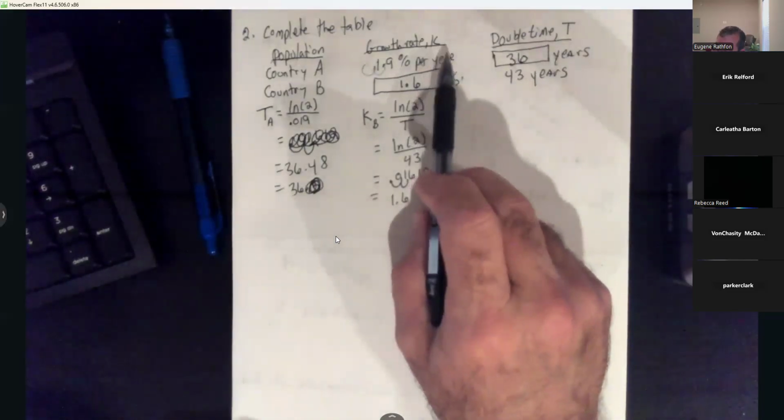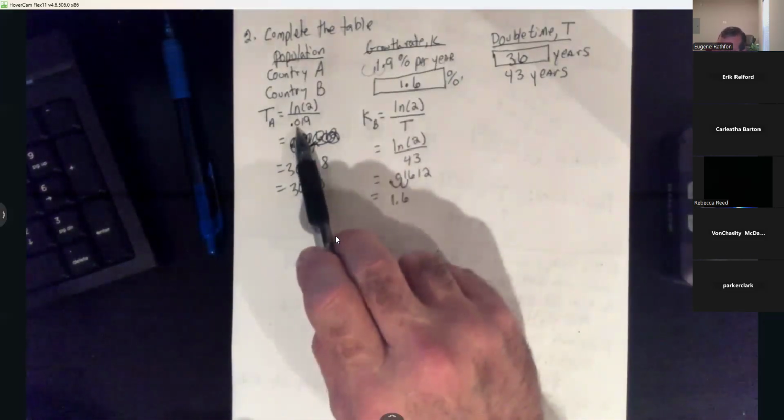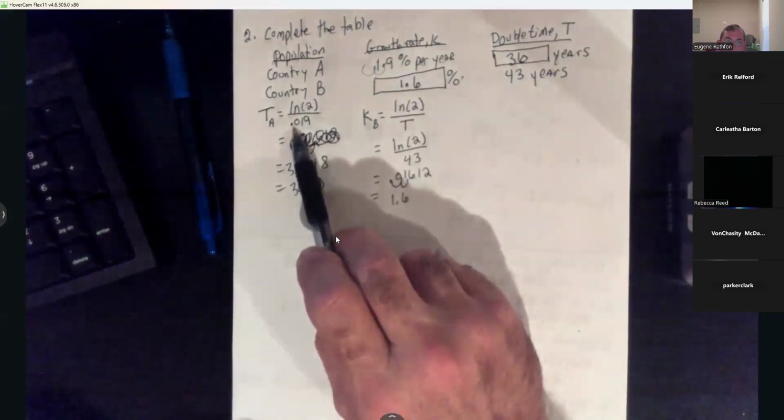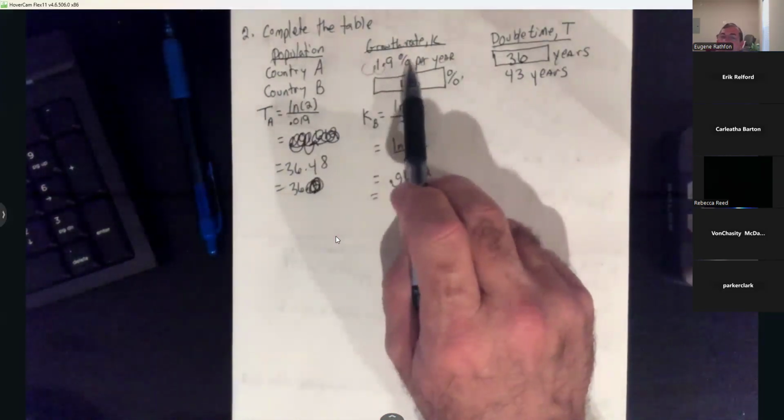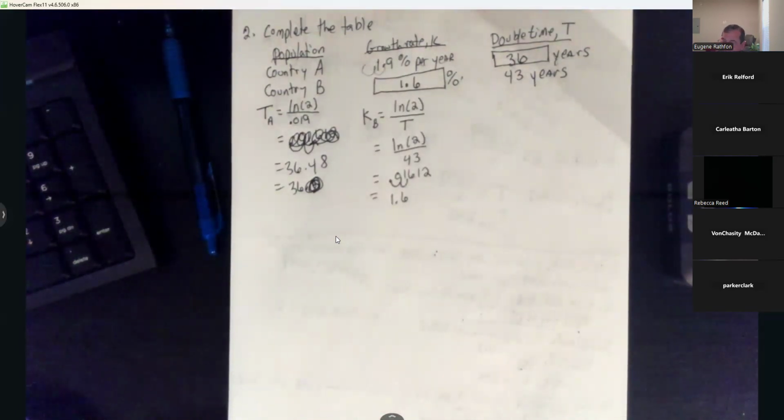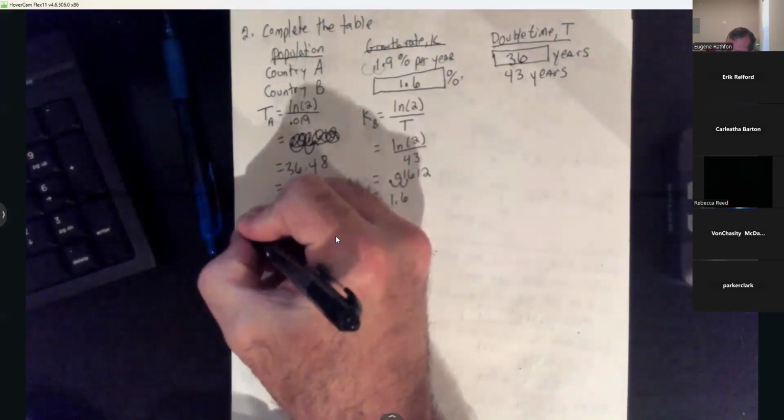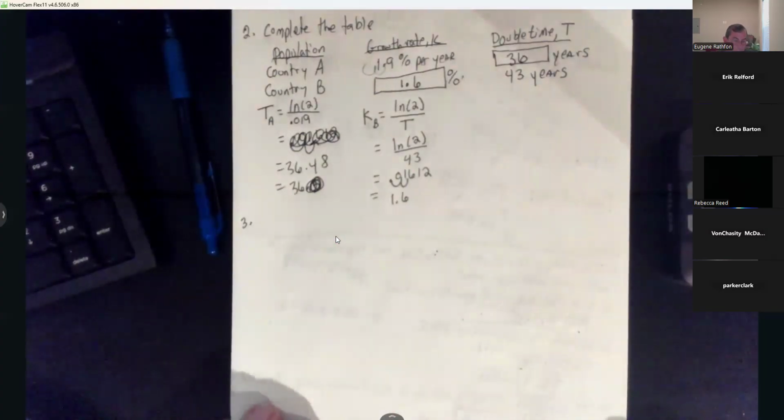Okay. So to use the growth rate in the formula, you got to turn it into percent decimal form. In the answers, they want them in percent form, okay? All right, also that's number 2. You just had to complete the table and find those two amounts. So let's see what number 3 has in store.